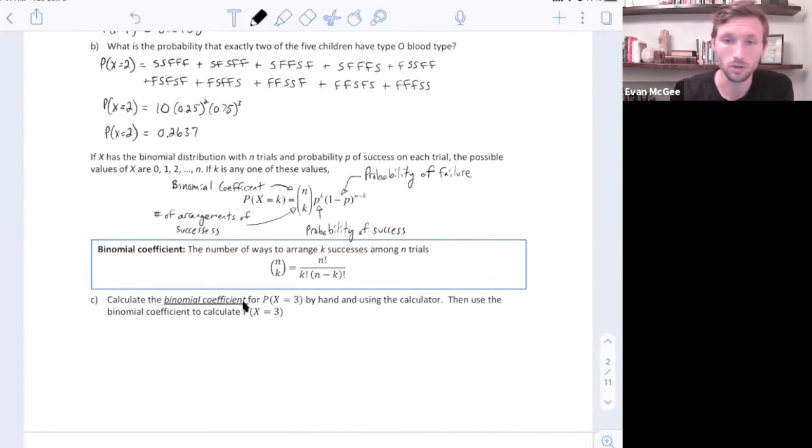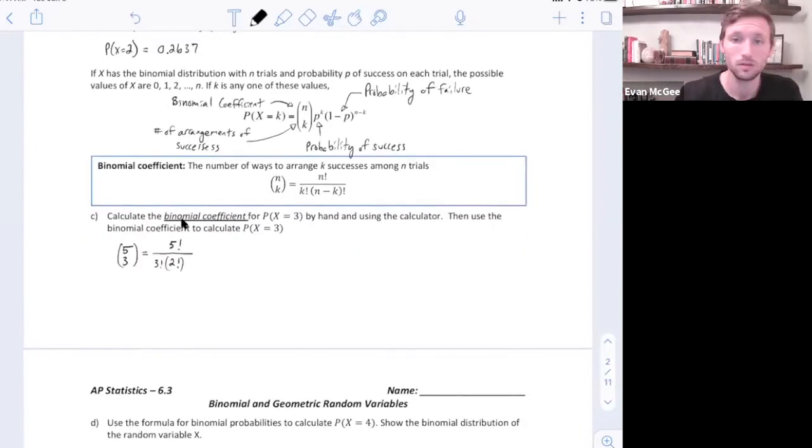Calculate the binomial coefficient for probability of x equaling 3 by hand. And then I'll show you how to do it by the calculator as well. So we're going to do 5 choose 3. So we have n, the set number of trials, is 5 for this problem. K, the number of successes, was 3 because we want to do probability of x being 3. And then 5 minus 3 gives us 2 factorial. So now I'm going to write out 5 times 4, 3, 2, 1, and then the same on the bottom here.